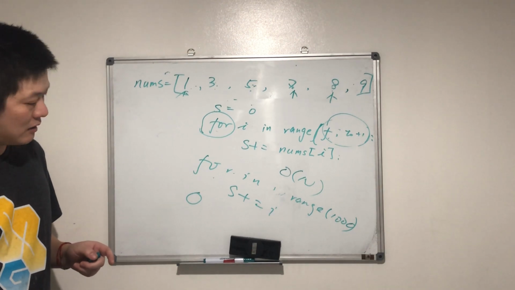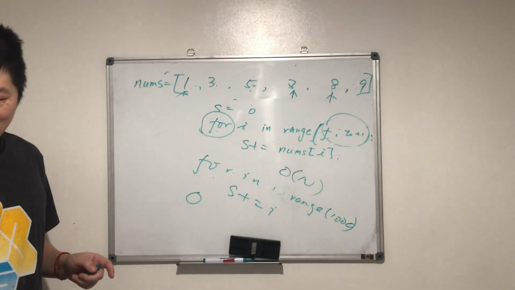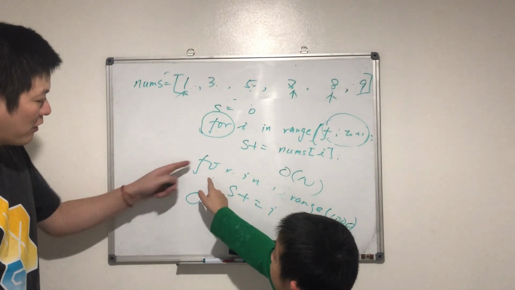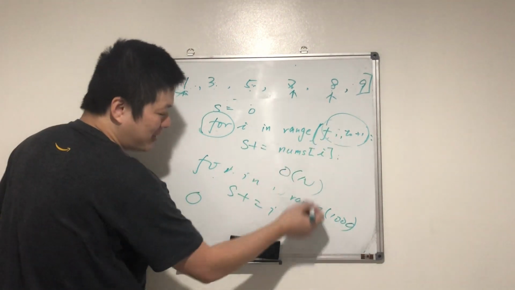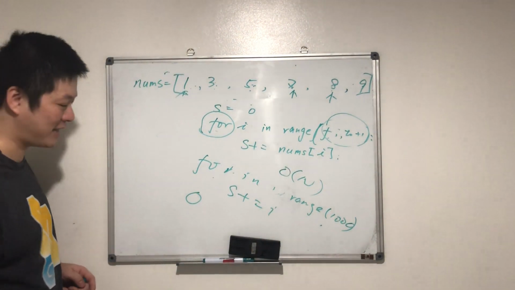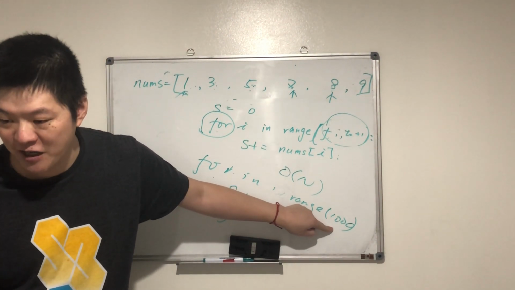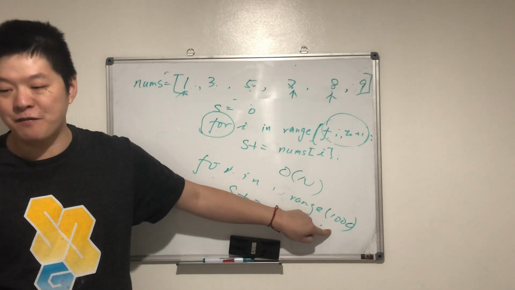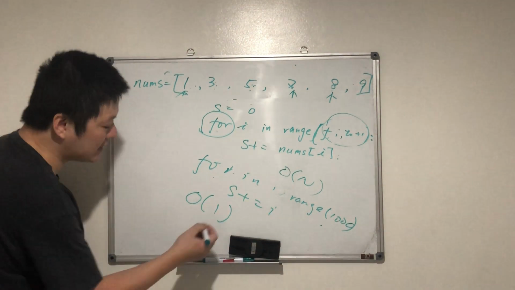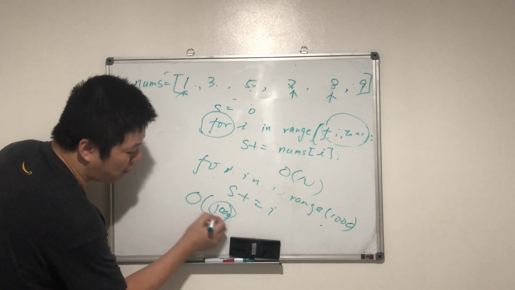Wait, just range 1,000. What's that word? 4. So this is O(N). What's this? O(1). O(1), exactly. Why is that? Because this is constant. It never changes. It means if I have a 1,000, yeah, you can say 1,000, but we drop the constant.